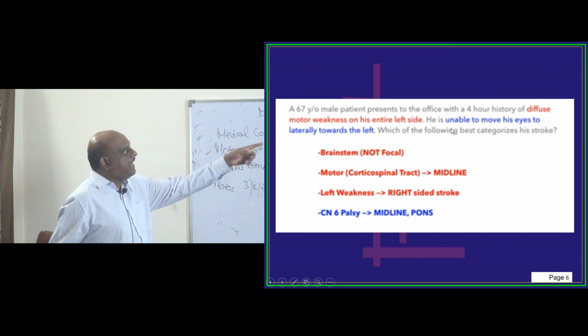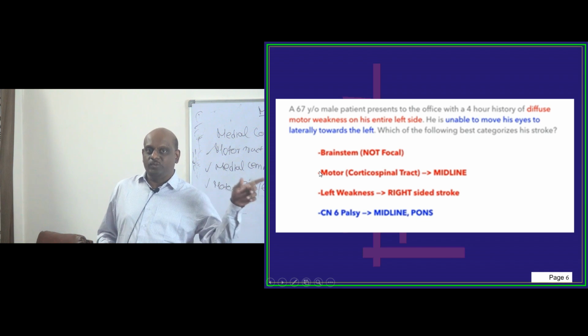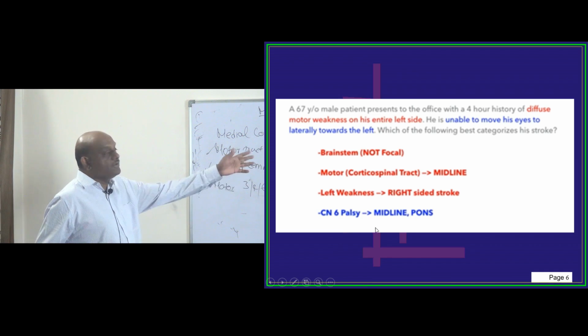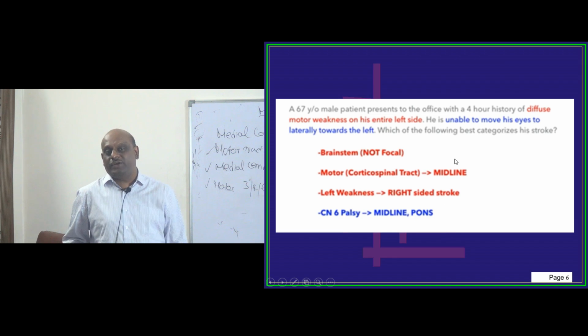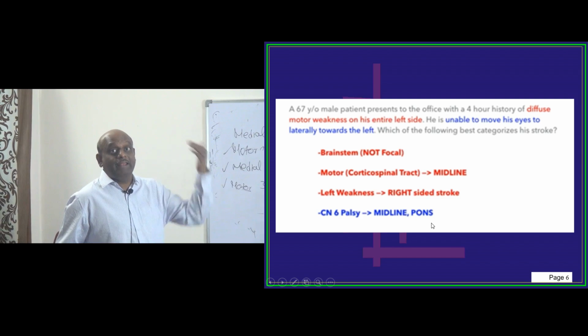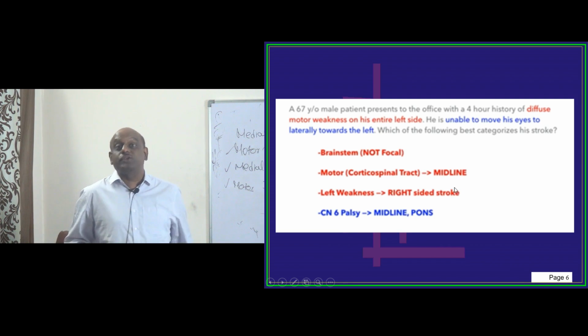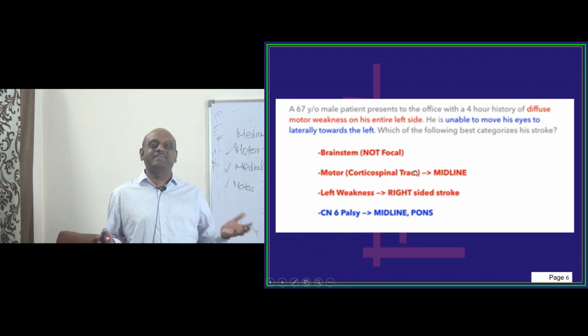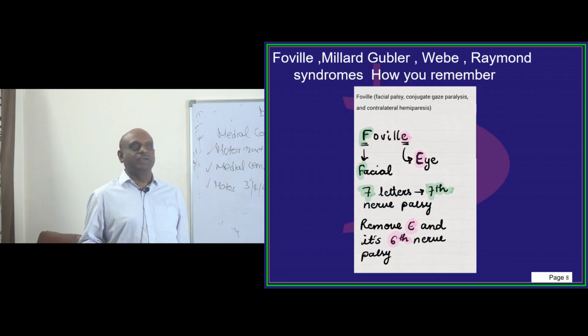Then he is unable to move his eye laterally towards the left. That means the abducens got affected. So cranial nerve 6 is involved. That means the pons is involved. Where is cranial nerve 6 located? It is located in the pons. So it is a midline pontine lesion, is what you will be able to conclude in tomorrow's exam. So easy, right? Brainstem: if you know the rule of 4, you can interpret.